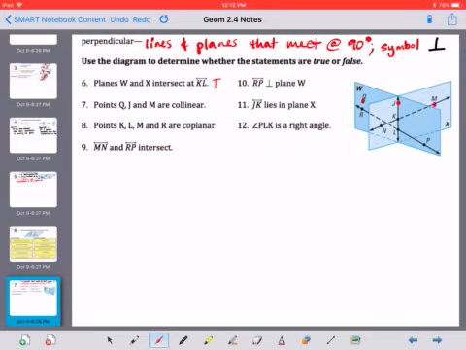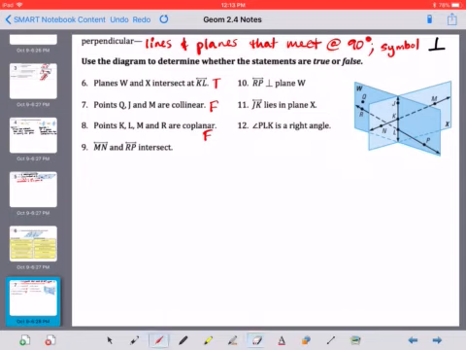Points Q, J, and M are collinear. Remember, there's no line going through them, so we can't for sure say that. That's false. Points K, L, M, R are coplanar. Well, R and M are in two different planes, so that would actually be false.